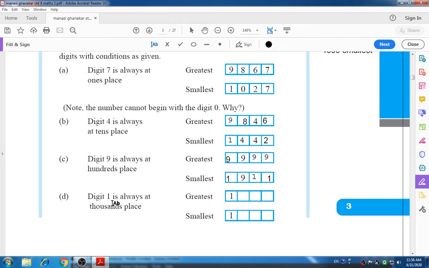The digit 1 is always at the 1000 place. For the greatest number, here I can write 8, here 6, or again 8, and here again 8. To make a small number, I can write 1, and here again 1, and here again 1. You can write any digits to make the greatest and smallest numbers, but we have to just concentrate on the condition whatever they are given. Okay.